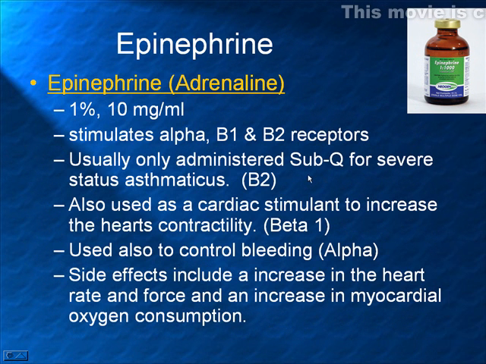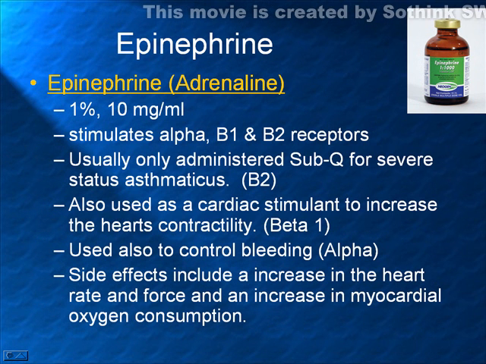It comes in a 1%, 10 milligrams per milliliter solution. And the unique thing about epinephrine that you want to remember is that epinephrine stimulates alpha, beta 1, and beta 2 receptors, all three receptors. And we usually only administer it sub-Q for severe status asthmaticus, and we do that for the beta 2 reception. It's also used as a cardiac stimulant to increase the heart's contractility in a beta 1 situation. And it's also used to control bleeding for its alpha effects. You may see that in preparations with lidocaine.